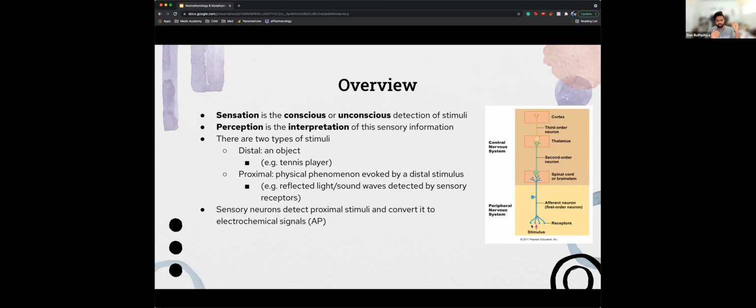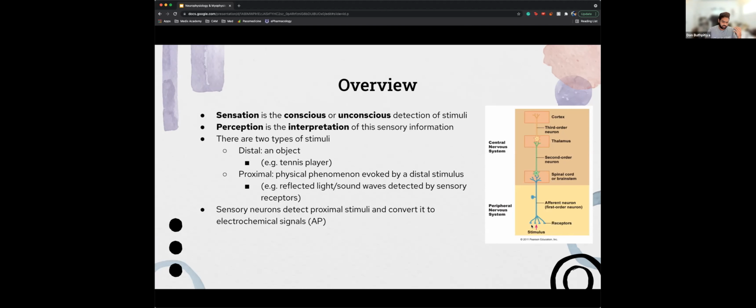So for example, distally, you might see an object, which is like a tennis player, whereas more proximally, the actual phenomenon, which is the reflected light and the sound waves, are detected by our sensory receptors. Our sensory neurons detect proximal stimuli and convert them into action potentials, which then go to our brain, and then our brain interprets it and passes it on.